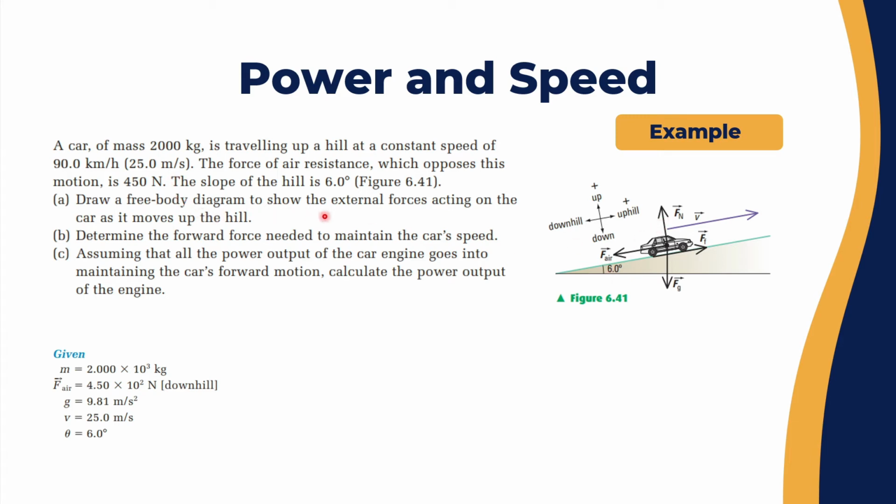Draw a free body diagram to show external forces acting on the car as it moves uphill. We know that we have F gravitation and we have F air pulling against the motion, and we have the velocity in this direction. We have the normal force upwards from the surface of the object. That's one. Then determine the forward force needed to maintain the car's speed.